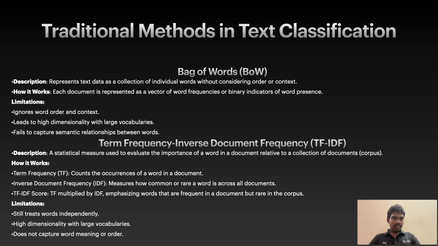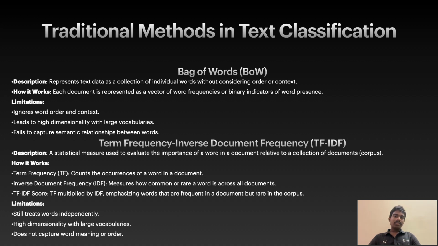So, term frequency inverse document frequency: a statistical measure used to evaluate the importance of a word in a document relative to a collection of documents. How it works: the term frequency counts the occurrence of a word in a document. Inverse document frequency measures how common or rare a word is across all documents. The TF-IDF score is TF multiplied by IDF, emphasizing words that are frequent in a document but rare in the corpus. Limitation: it still treats words independently, has high dimensionality with large vocabularies, and does not capture word meaning or order.